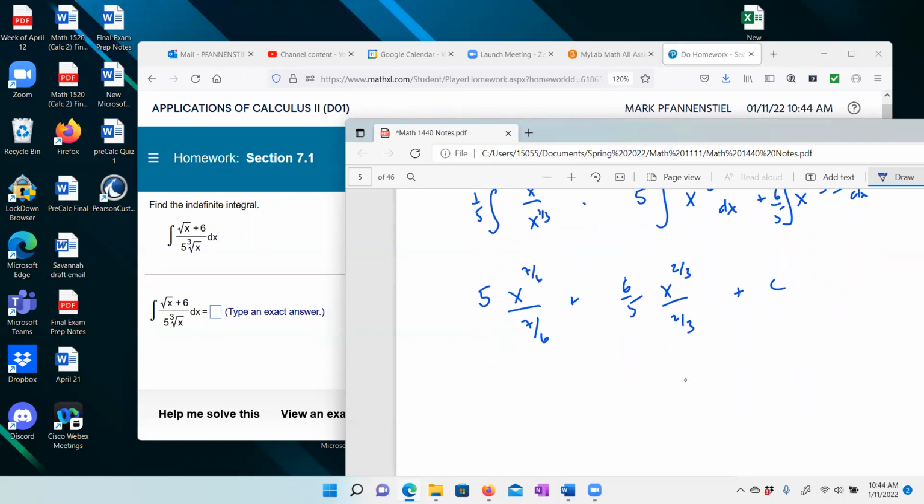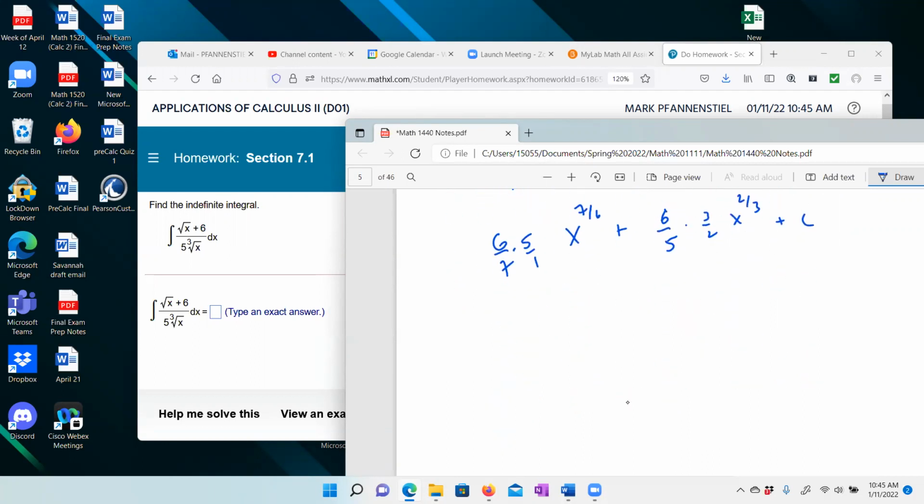So there's going to be 6/7, just multiplying by the reciprocal. That all cancels, and then we have 3/2. So we have 6/7 times 1/5, x to the 7/6, plus here we have 6/5 times 3/2. That's all of this business. x to the 2/3 plus your C.